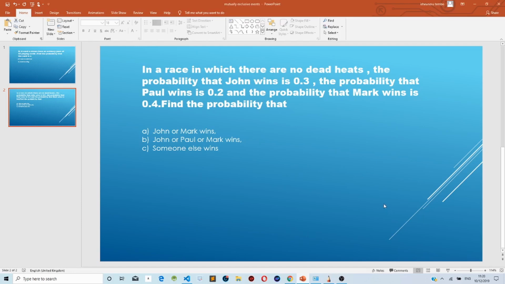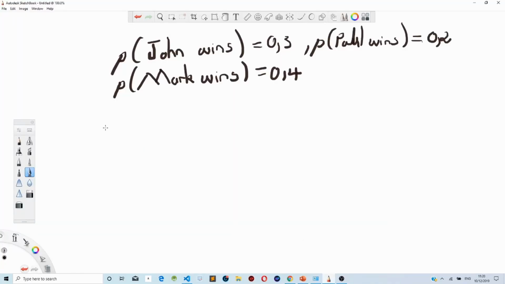Find the probability that John or Mark wins. I want you to take note of one thing. John and Mark cannot win at the same time. We will only have one winner. So it's either John wins the race or Mark wins the race. So this is also an example of a mutually exclusive event.